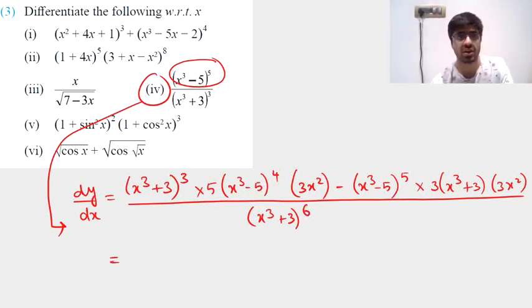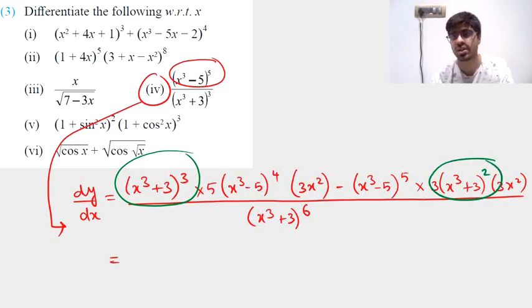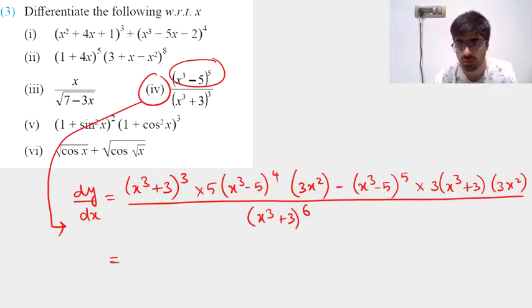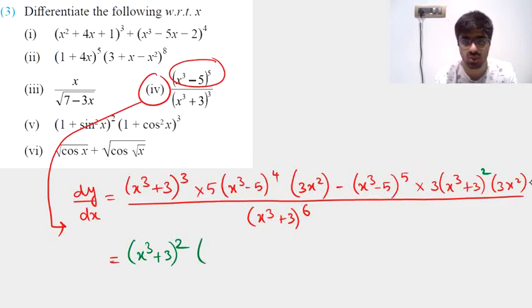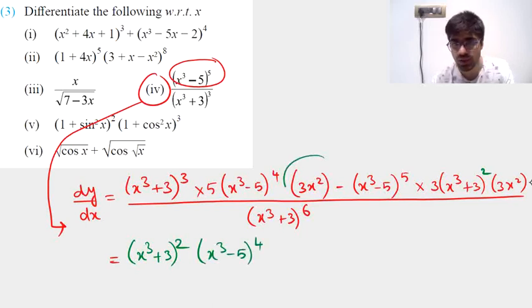Now from the numerator you can pull out a few terms common. So you have (x cube plus 3) the whole square, there had to be a square here. (x cube plus 3) the whole square can be taken out common. Then there is (x cube minus 5) power 4, (x cube minus 5) power 5. So (x cube minus 5) the whole power 4 is coming common. Then there's 3x square and there's 3x square again.